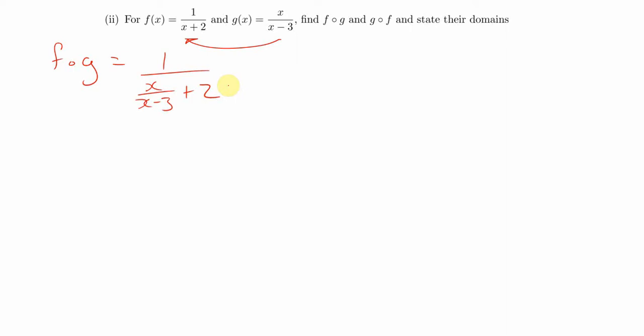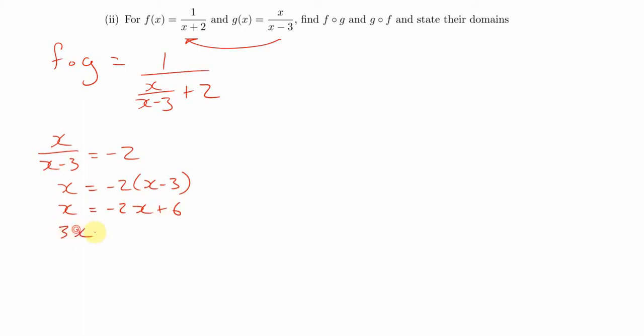That's right. So we just need to work out when x on x minus 3 is equal to negative 2, and that'll make the denominator 0. So we solve that for x: x equals negative 2 times x minus 3. Expand the brackets, x equals negative 2x plus 6. Solve for x, 3x equals 6, x equals 2.